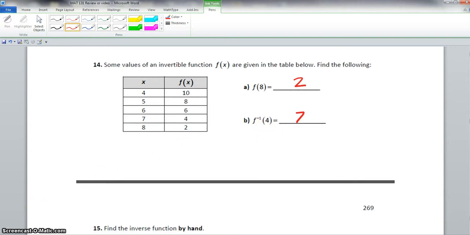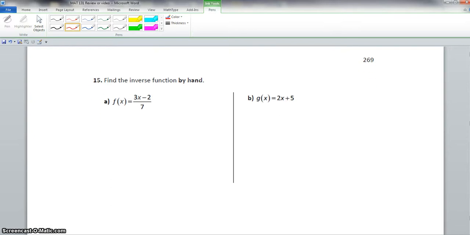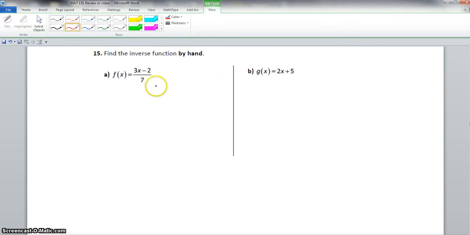Now we move on to problem 15. It says find the inverse function by hand. We have f of x is equal to 3x minus 2 over 7. So to find the inverse, first let's change this f of x to y. That'll make it a little easier to work with initially. So we're going to switch the x's and y. So it'll be x equals 3y minus 2 over 7.